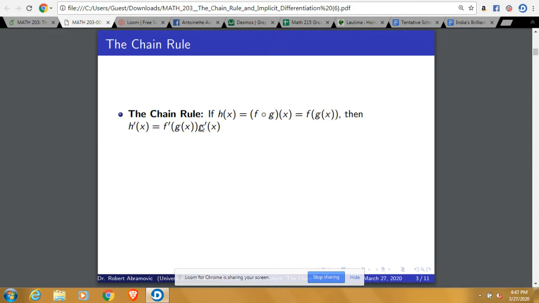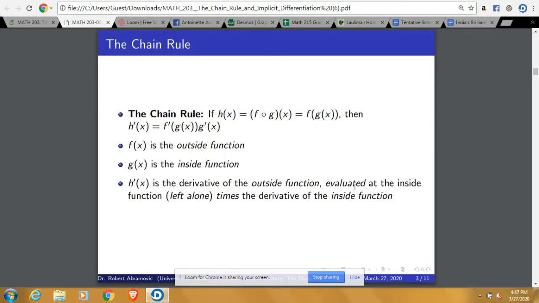So the chain rule says if you have a composite function consisting of an outside function f evaluated at an inside function g, then its derivative is the derivative of the outside function evaluated at the inside function times the derivative of the inside function. f is the outside function, g is the inside function, and this is a summary of what I just said. What's important is that you differentiate the outside function, you evaluate it at the inside function, but you leave the inside function alone. And then you multiply that by the derivative of the inside function.